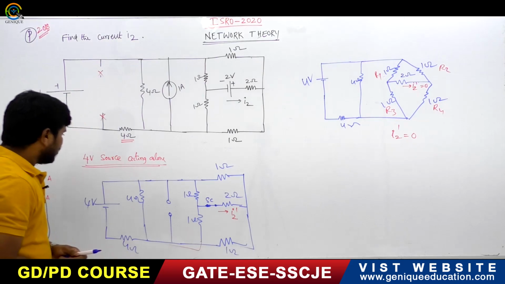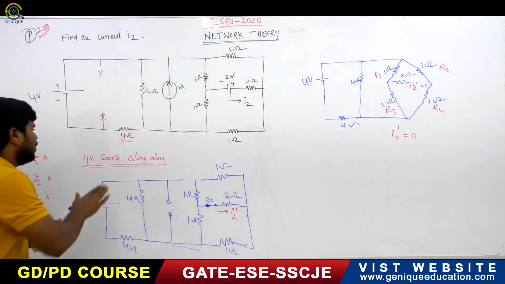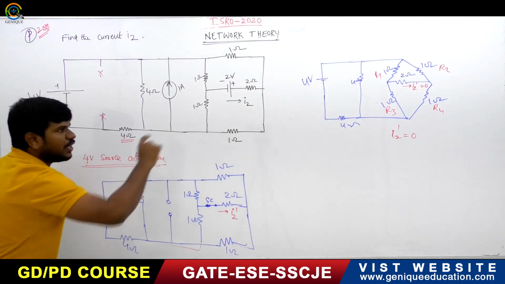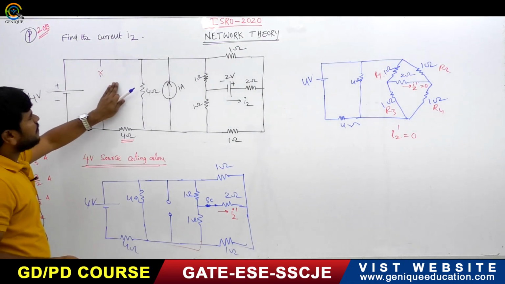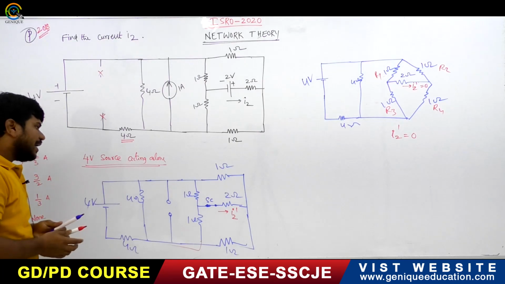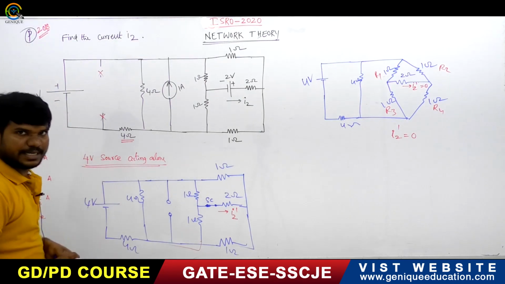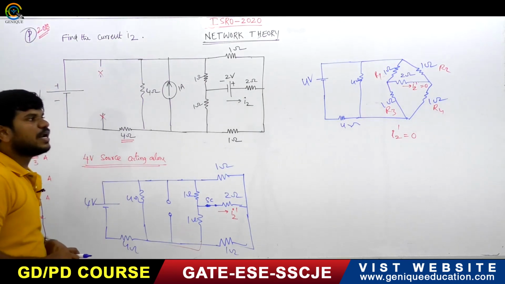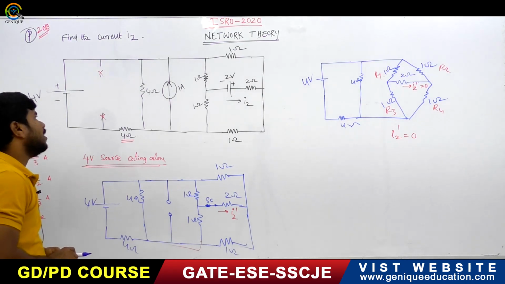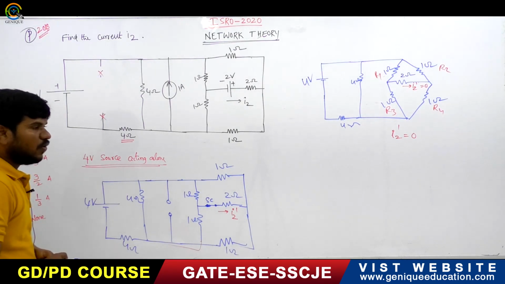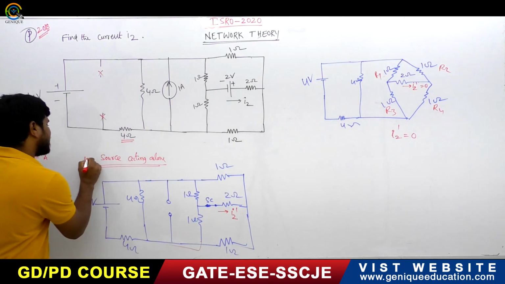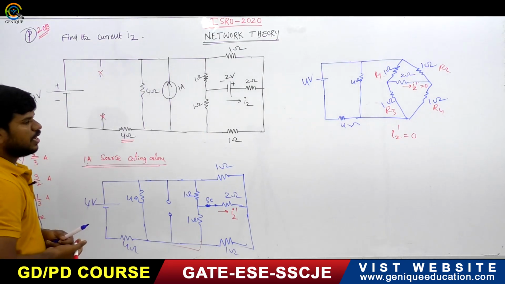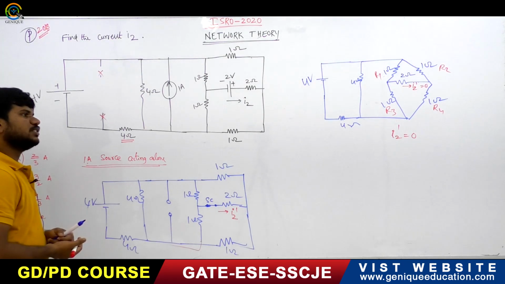Now similarly, observe this. If the 4 volt source is acting, we got I2 dash as 0. Now the next one is the 1 ampere source. Let us suppose the 1 ampere source is acting; then what will be I2 dash? Now I am writing that the 1 ampere source is acting.